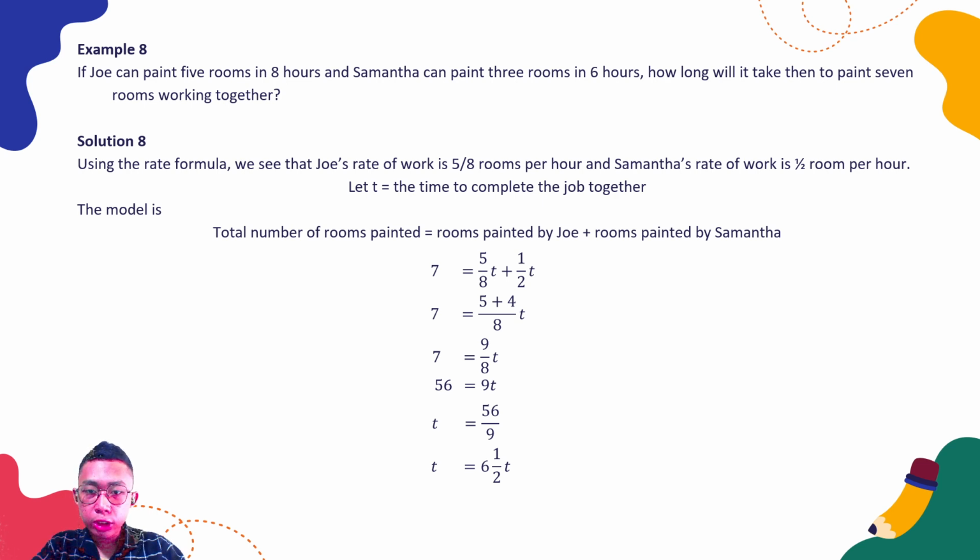So we have 7 equals 5 over 8t, plus 1 over 2t, and so 7 is equal to 5 plus 4 over 8t, and 7 is equal to 9 over 8t. We multiply both sides by 8t, so we have 56 is equal to 9t, and we multiply both sides by 1/9, so we have t is equal to 56 over 9, which is 6 and a half t.